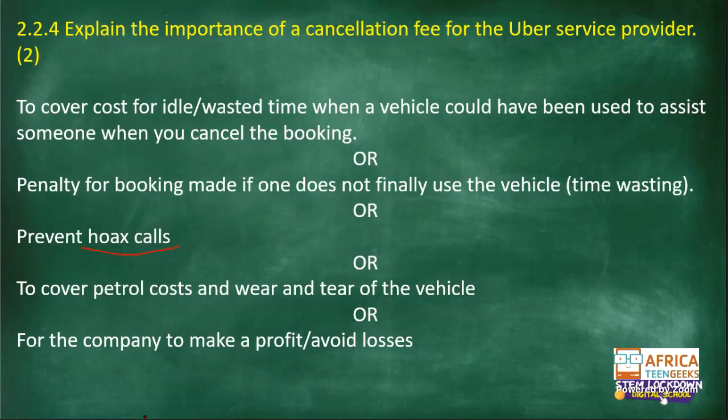And this part here that says for the company to make profit or avoid losses, because imagine if they were to receive 10 hoax calls or over 100 hoax calls in a day, then they would be running at a loss. But this is to ensure that they could even benefit if there are any hoax calls.